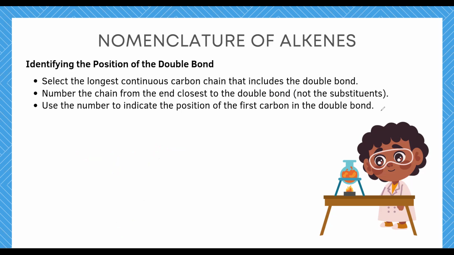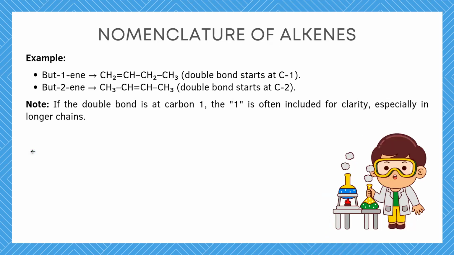And then the final rule says use the number to indicate the position of the first carbon in the double bond. Use the number to indicate the position of the first carbon in the double bond. So let's see some examples. Okay, good. Now you can see example number 1 over here.